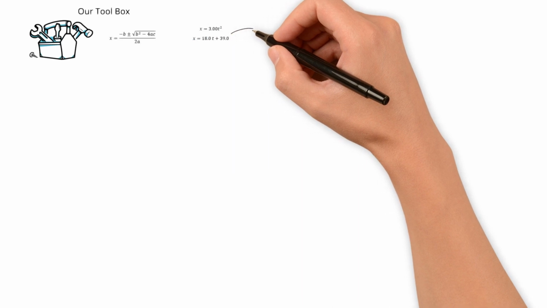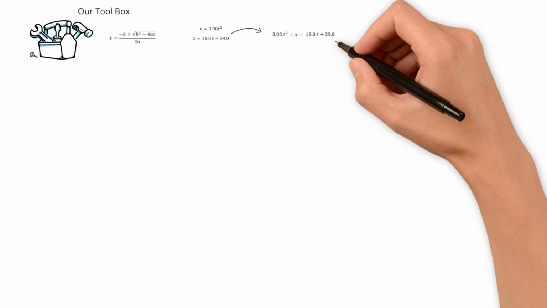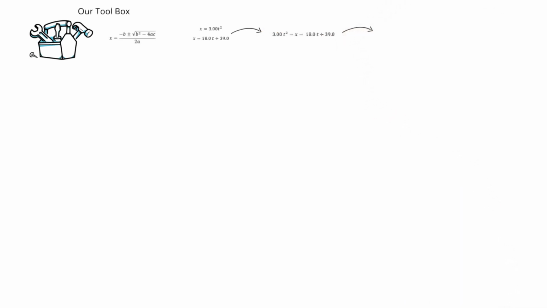So let's take two equations. x is equal to 3t squared plus x is equal to 18t squared. And we're going to set these equal. So we've got it written out so we can set those equal.